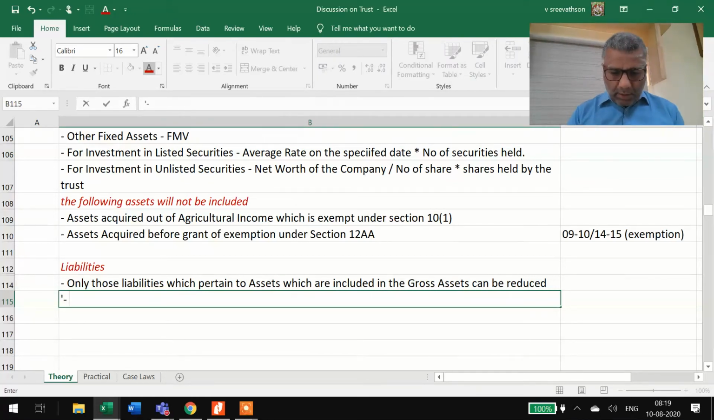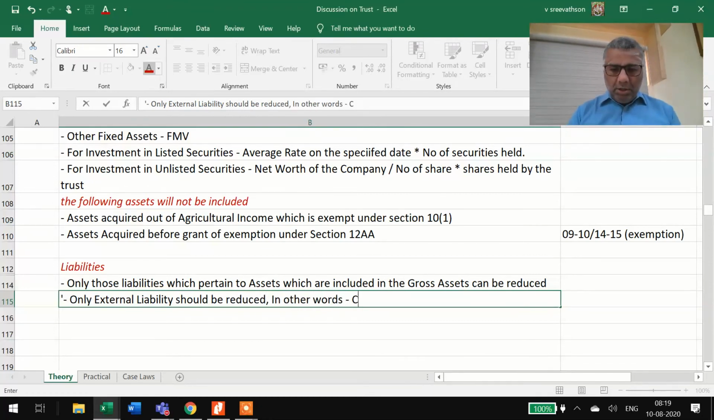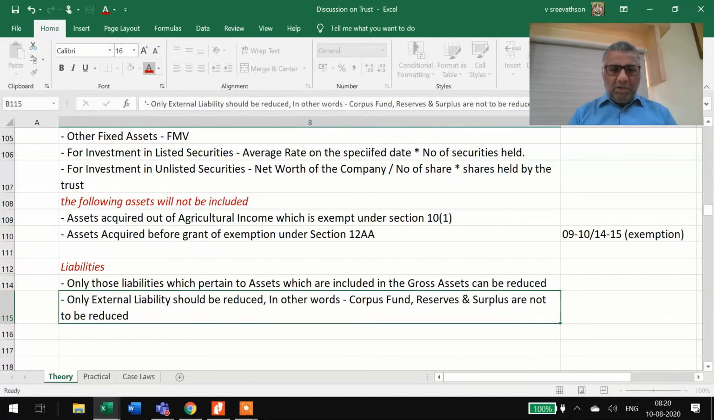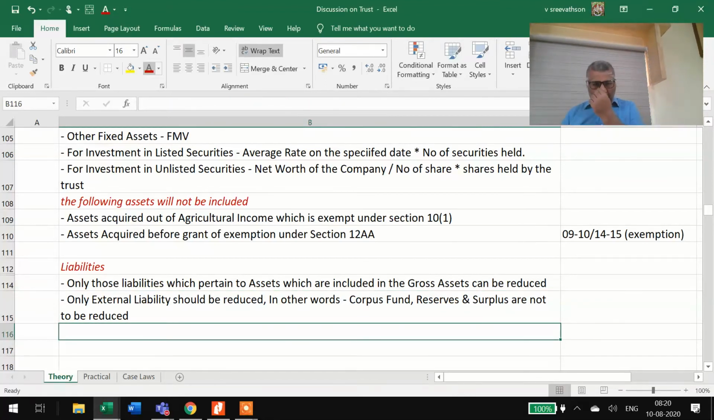Only external liability should be reduced. In other words, corpus funds, reserves and surplus are not to be reduced because these are not at all liability. This belongs to the owners.